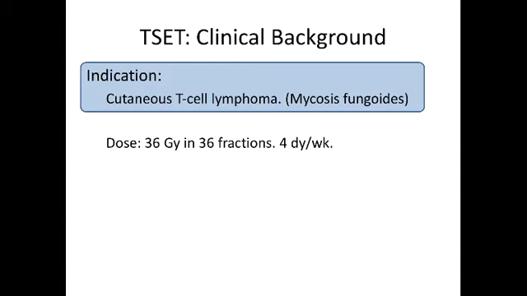I'm going to show some dosimetry and then get around to some other aspects of how this is used in the clinic. So here we go. It's used in the treatment of cutaneous T-cell lymphomas or mycosis fungoides. Here are the dose schemas used, 36 gray in 36 fractions, delivered 4 days per week.